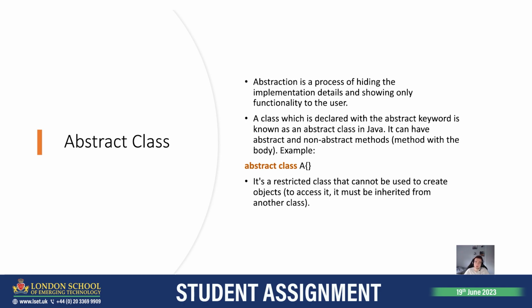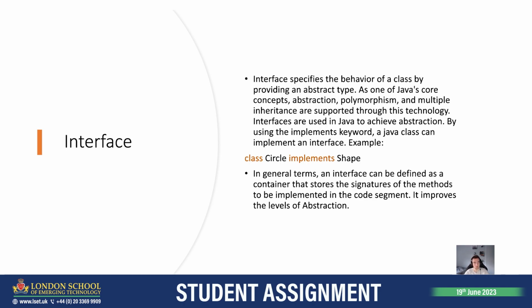So, interface. An interface specifies the behavior of a class by providing an abstract type. As one of Java's core concepts, abstraction, polymorphism, and multiple inheritance are supported through this technology. Interfaces are used in Java to achieve abstraction. By using the implements keyword, a Java class can implement an interface. Example. So here we have an example of a normal class and then the implementation of an interface.